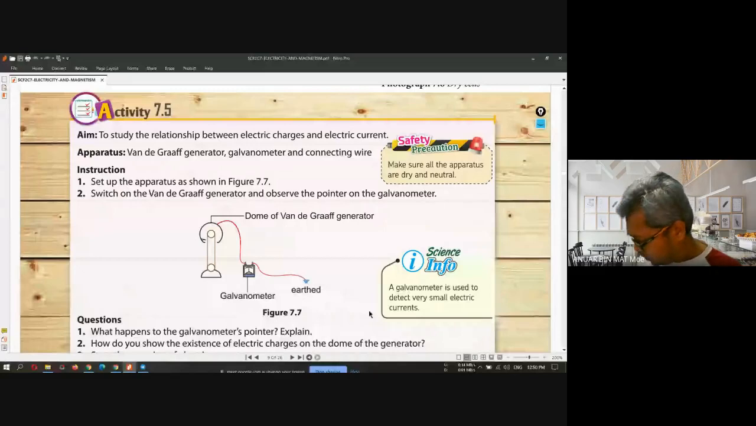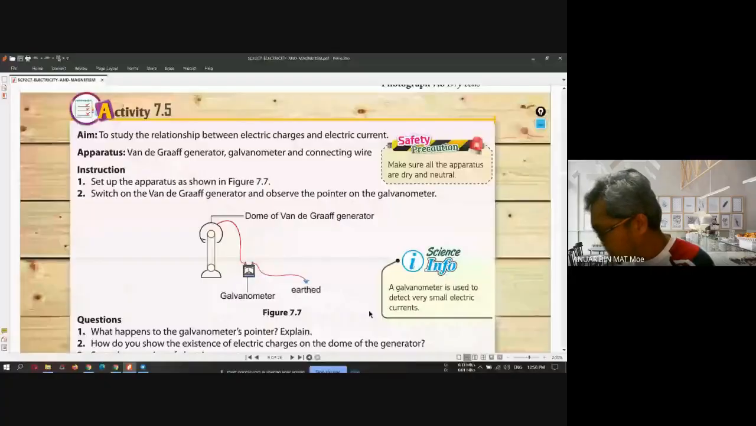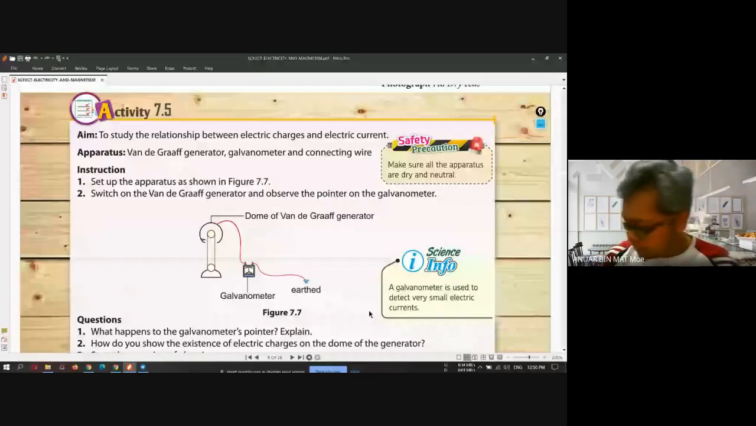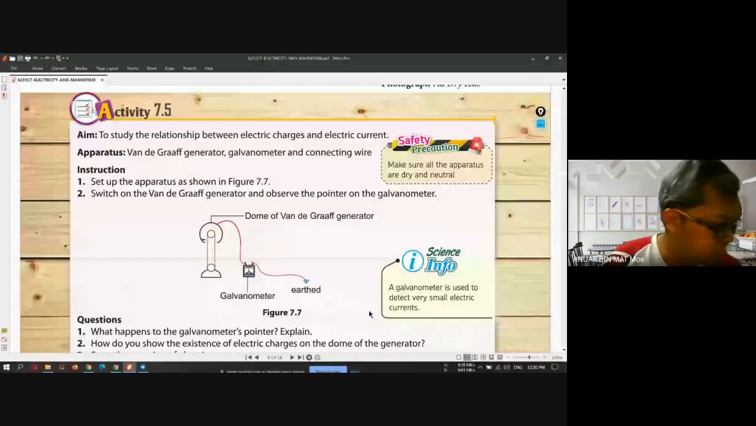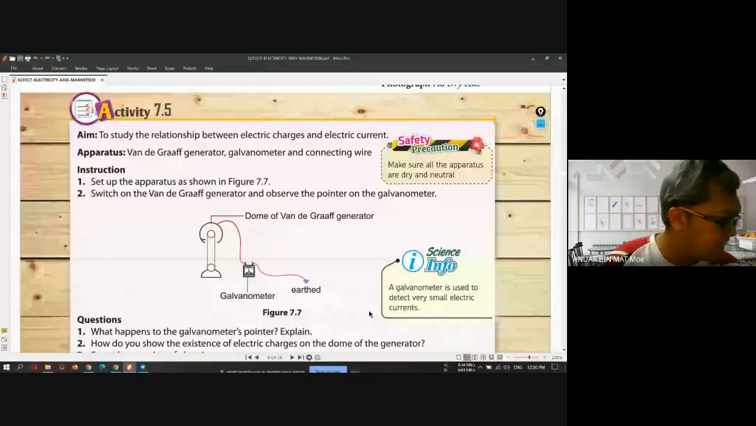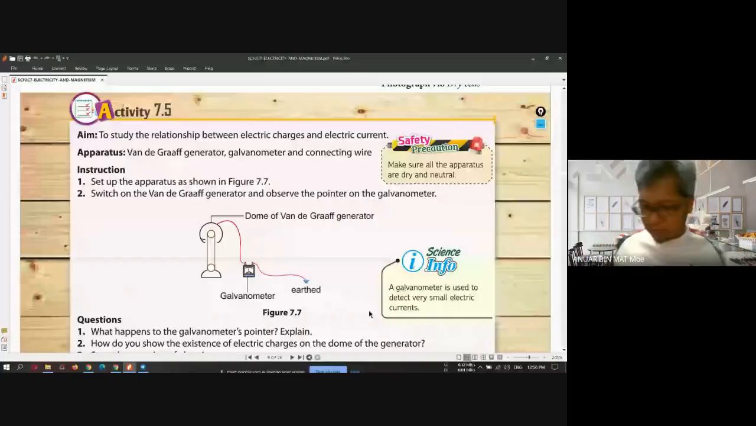Any problem with the Venn diagram generator? Your observation, your discussion, and then the conclusion. Any problem? No problem? Okay, very good. How about the rest of you? If you have any problem, please do ask me, and then we can do the discussion. Okay? Right. So if there is no problem, I think we can continue to the next topic, the next lesson for today. Can I continue the class? Okay, very good.